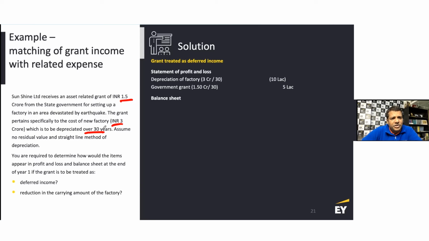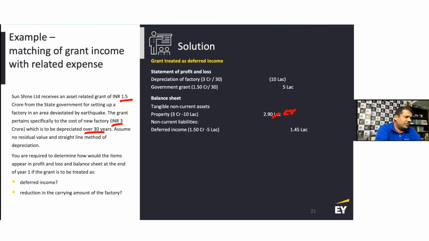Then on the balance sheet, I'm going to record my non-current asset, the fixed asset, as 3 crores minus the depreciation, which is 2.9 crores. And then non-current liabilities is deferred income, 1.5 crore minus 5 lakh, which is 1.45 crore. Okay, I think there is some miss here.